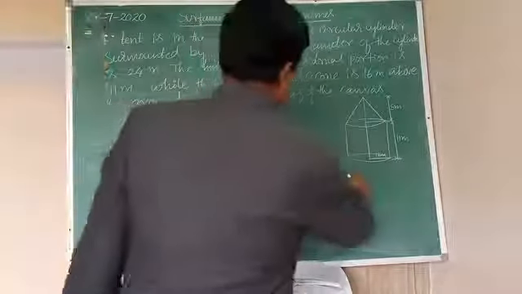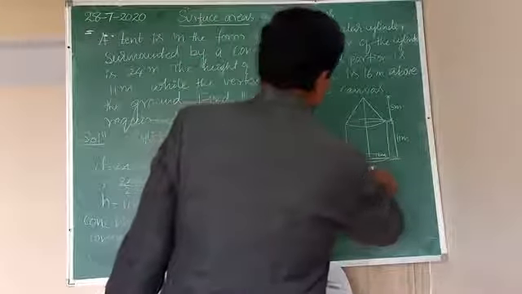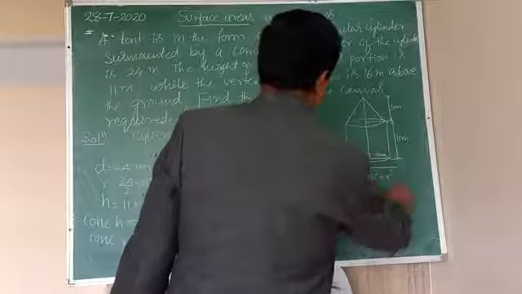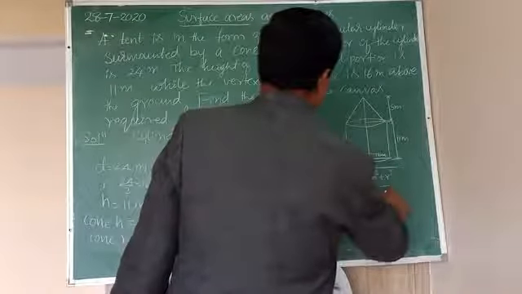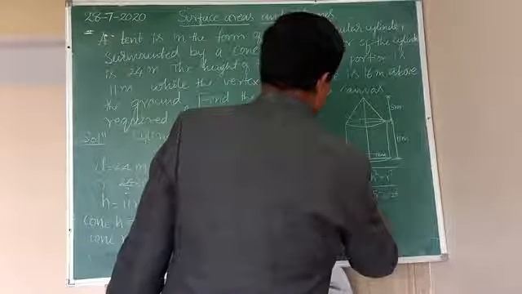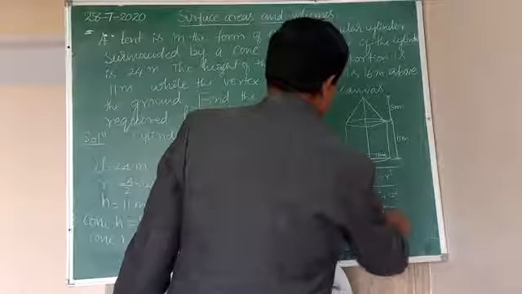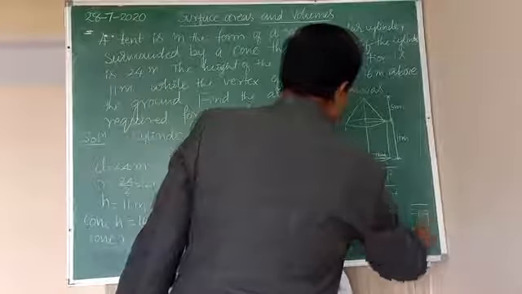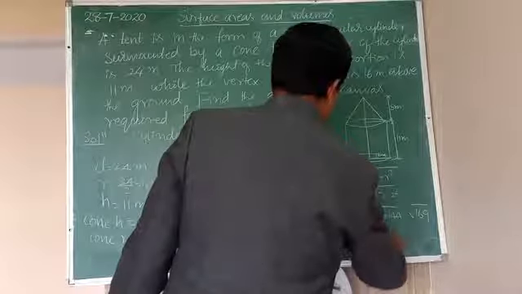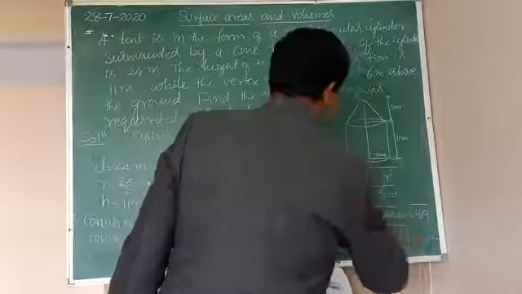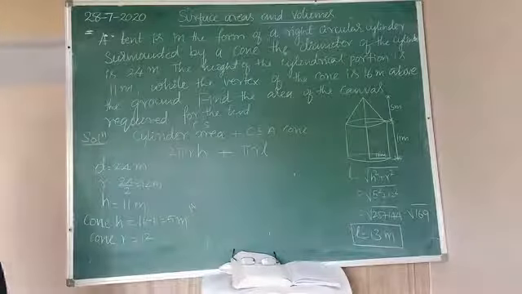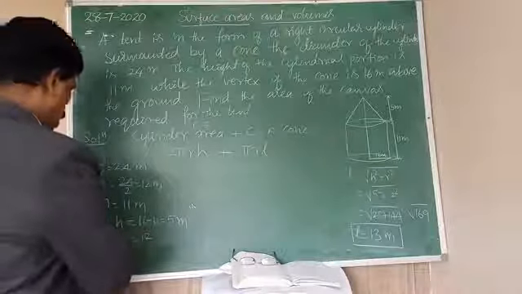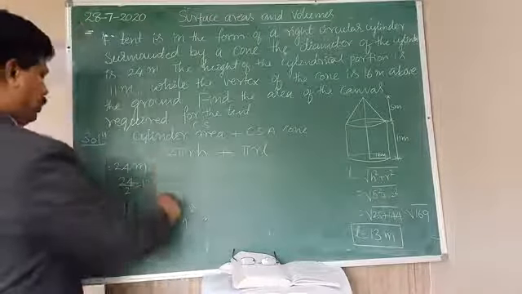So first find out the slant height. L is equal to square root of h square plus r square. Square root of 5 square plus 12 square, that is equal to square root of 25 plus 144. So square root of 169. L is equal to 13 meter. Okay. Now here this r is given. All the things we know.